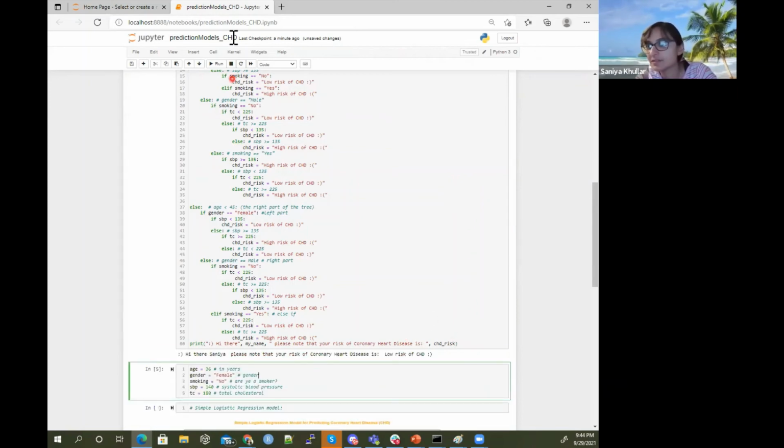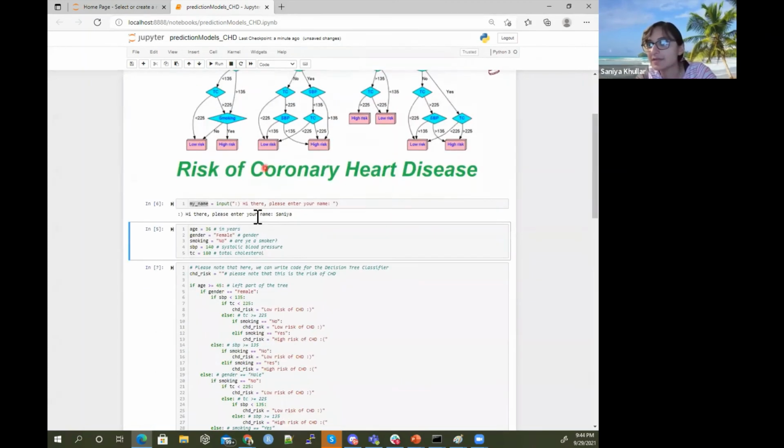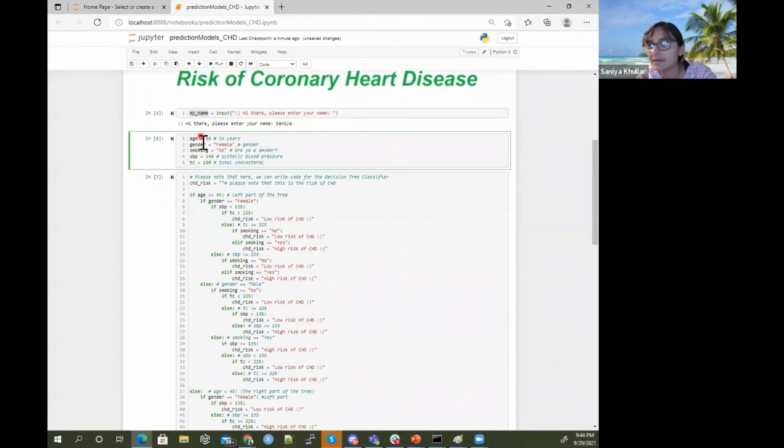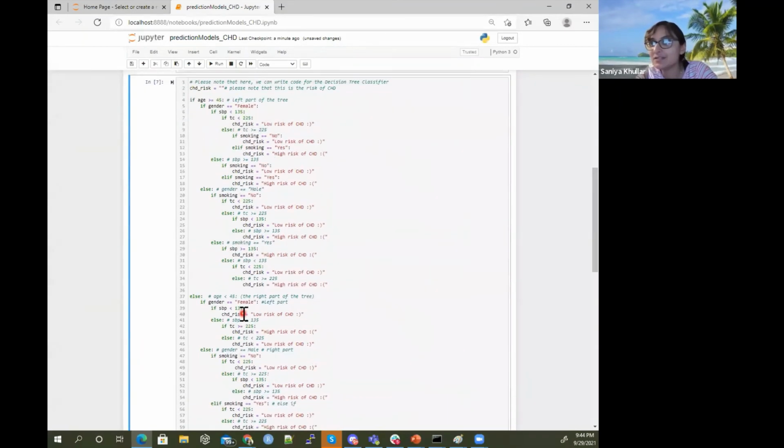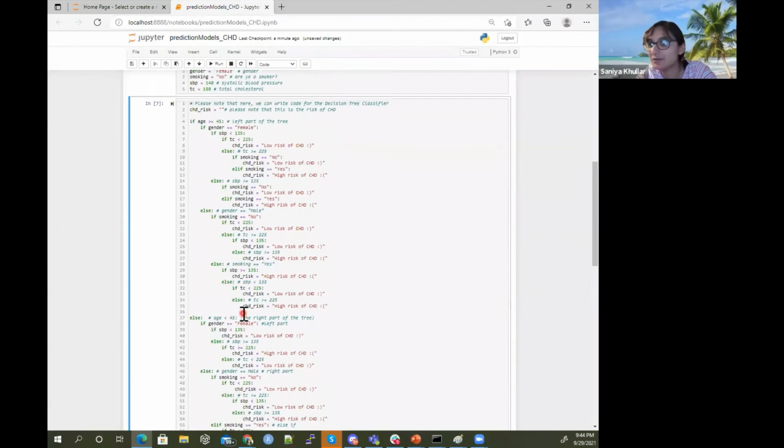So we can move this on top and then this the bottom here. So we have our name. We have age. I'm not really 36. This is just a made up example. So you have a risk of coronary heart disease that's low. So you can just run this and see, okay, we have a low risk of CHD.